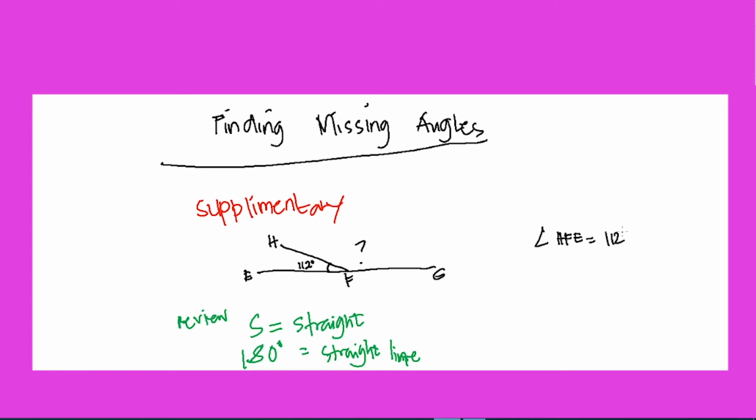Our given is angle E, F, H equals 112 degrees, so let's find out the measurement of angle G, H, F. As per the formula, we only need to subtract the given value of angle H, F, E, that is 112 degrees, from 180 degrees, and that will give you 68 degrees, and that's going to be the value of angle G, H, F.